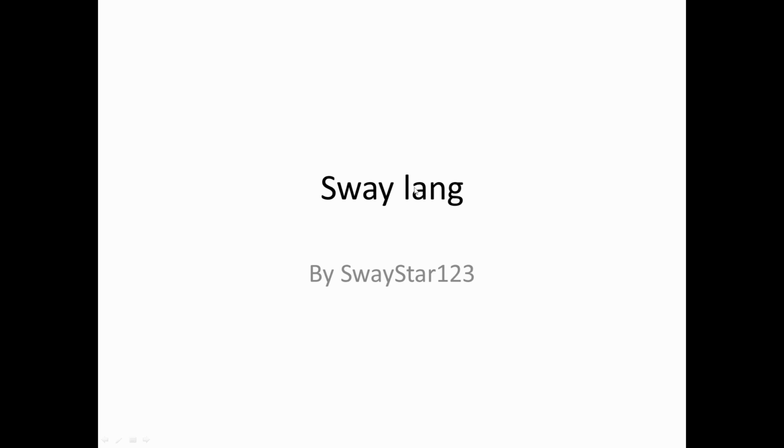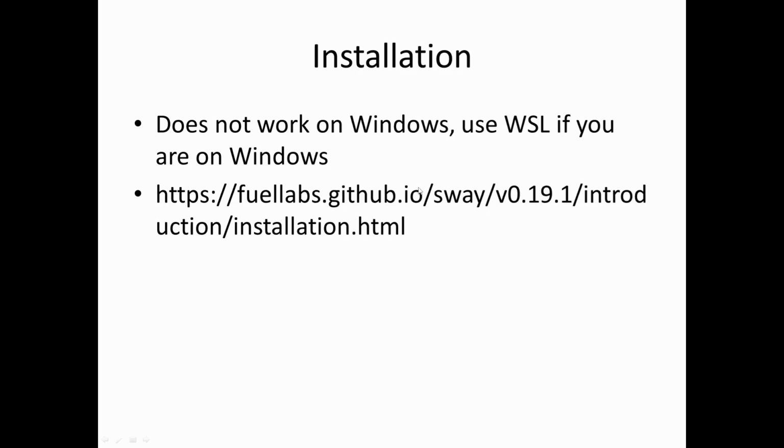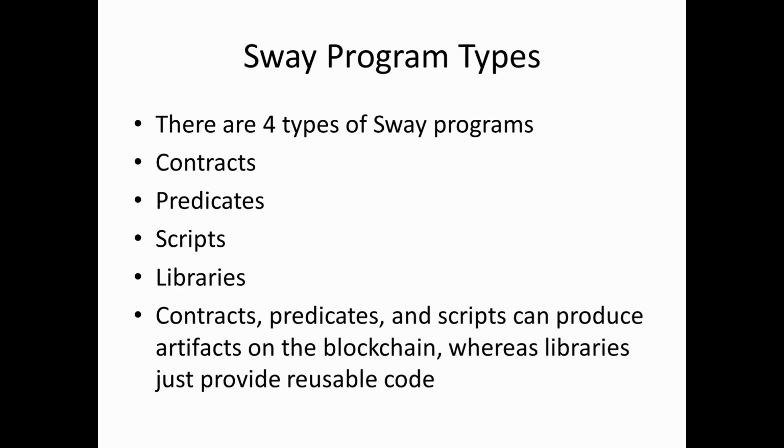In this video, I'm going to explain how to write basic smart contracts with Sway, as well as how to write basic Rust tests along with it. To begin with, you're going to need to install Forc as well as Fuel Core. If you're using Windows, then you're going to need to use Windows Subsystem for Linux, since Forc does not currently work on Windows.